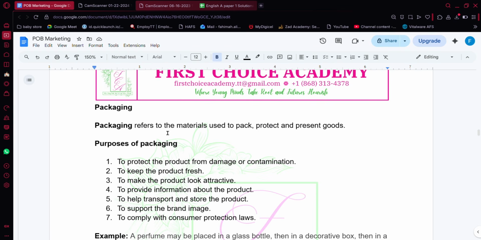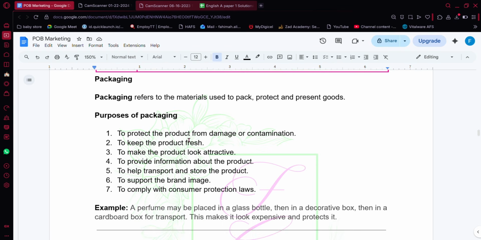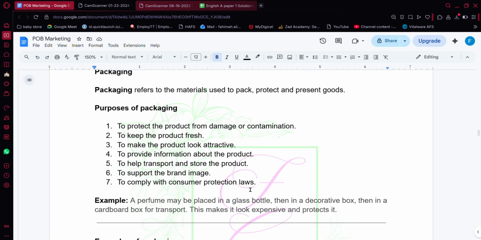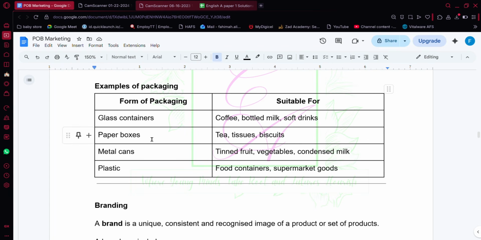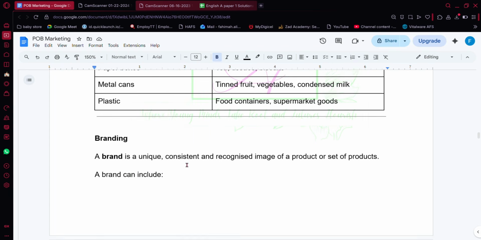Packaging refers to the materials used to pack, protect, and present goods. Purposes would be to protect the product from damage or contamination, to keep the product fresh, provide information, to support the brand image, to comply with consumer protection laws. Examples of packaging: glass containers, paper boxes, metal cans, plastic.